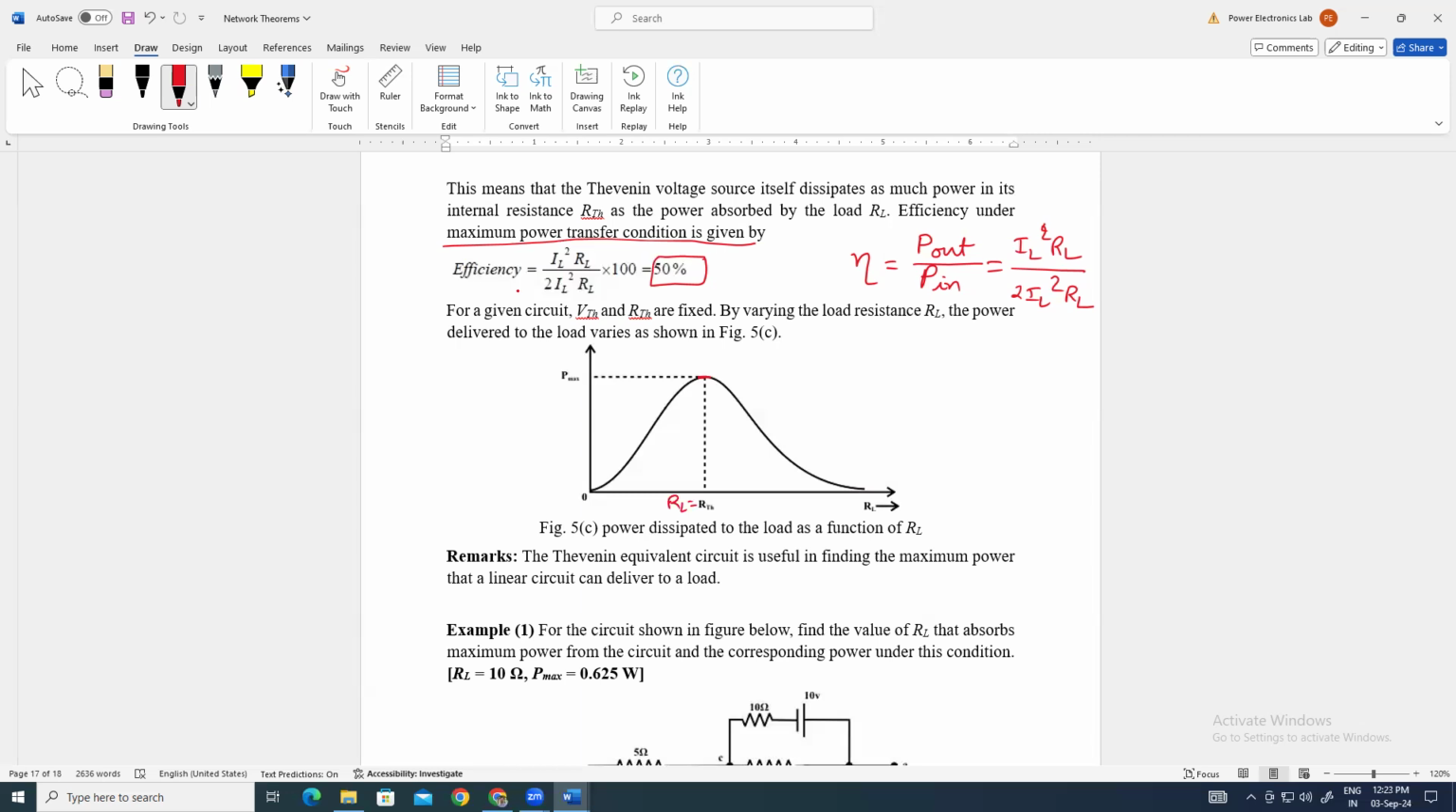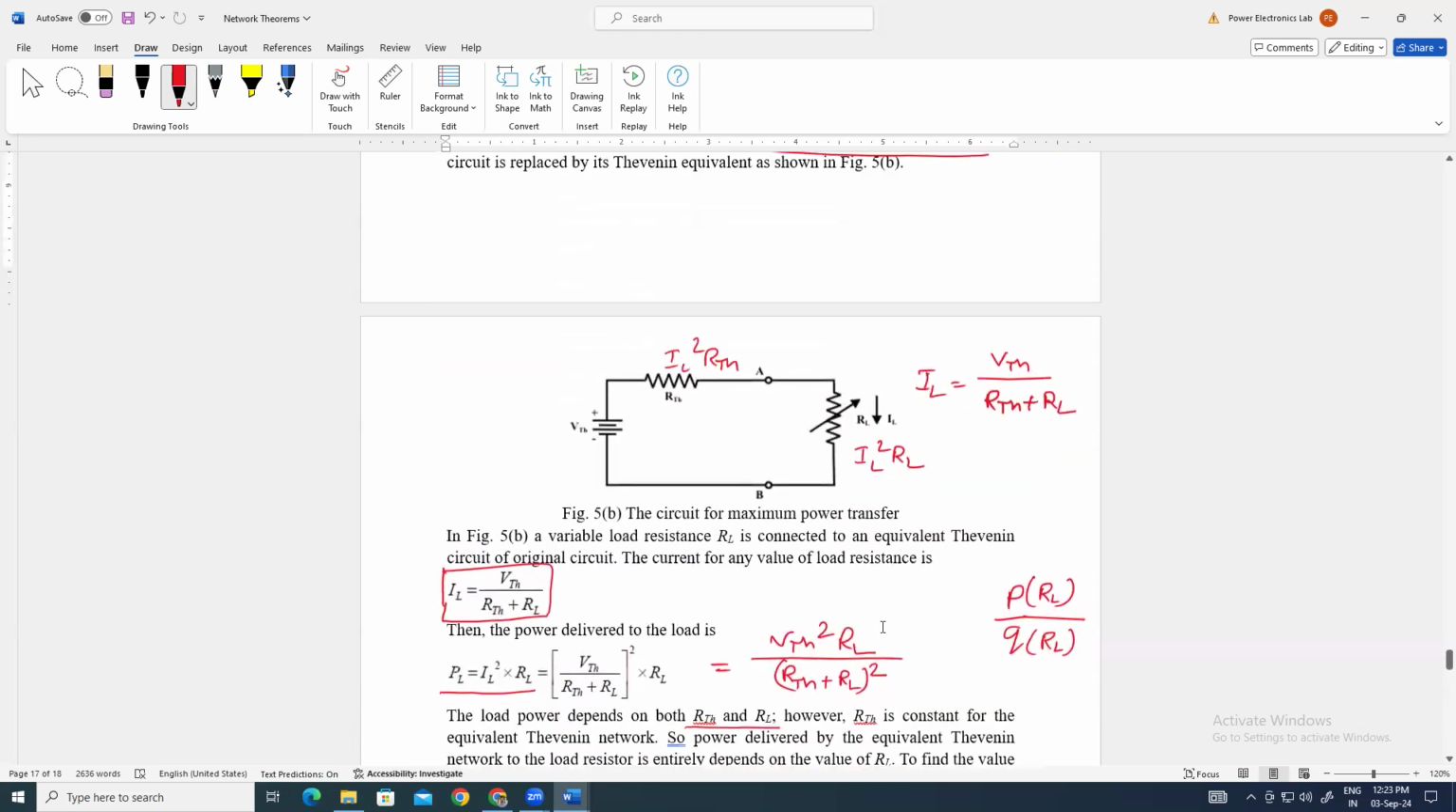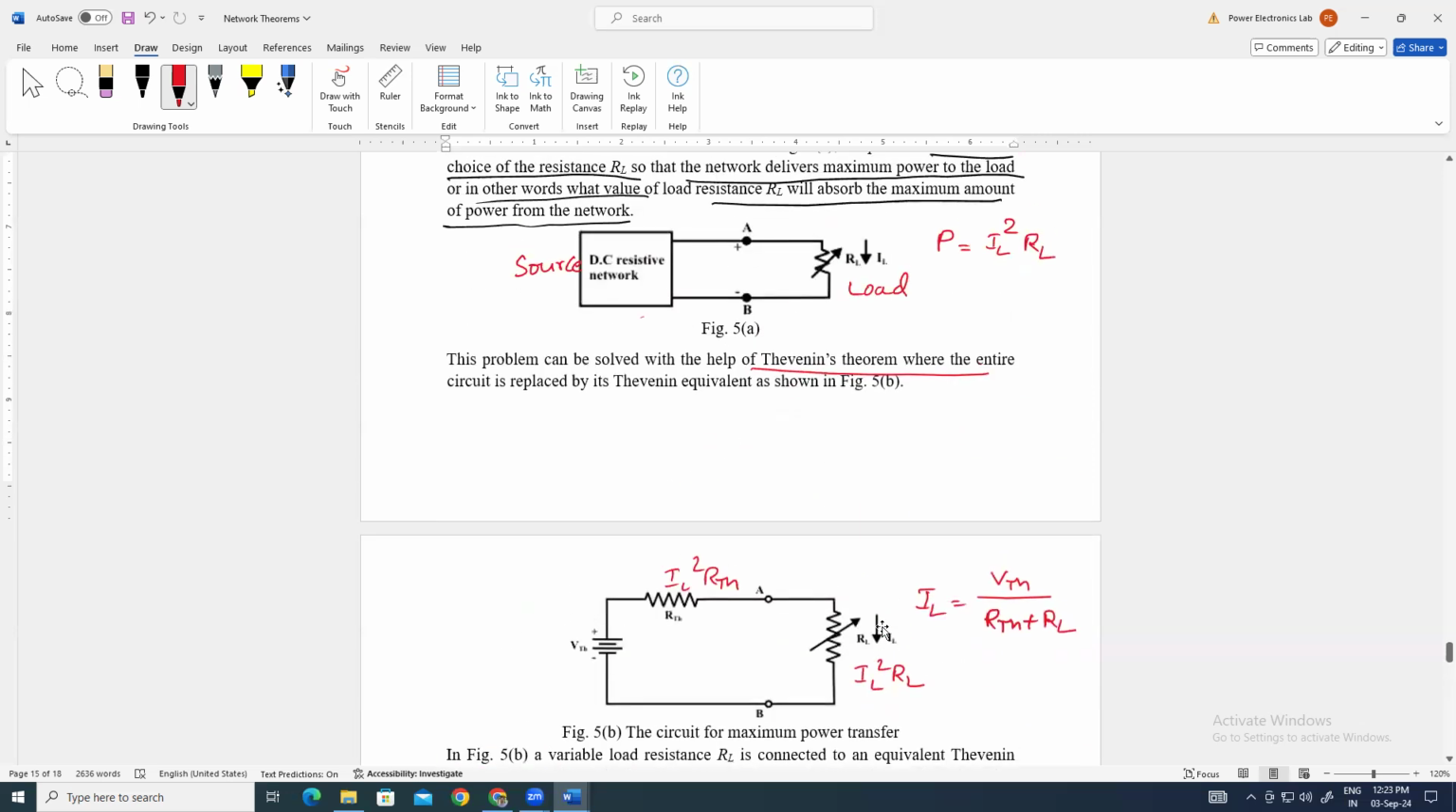Okay, so the Thevenin equivalent circuit is useful in finding the maximum power that a linear circuit can deliver to the load. Because we are using Thevenin's theorem in this maximum power transfer theorem, we can analyze that Thevenin's equivalent circuit is useful to find out the maximum power being delivered from the source to the load side. Okay, so if you have any doubt, you can ask. Otherwise, we can go for a problem.